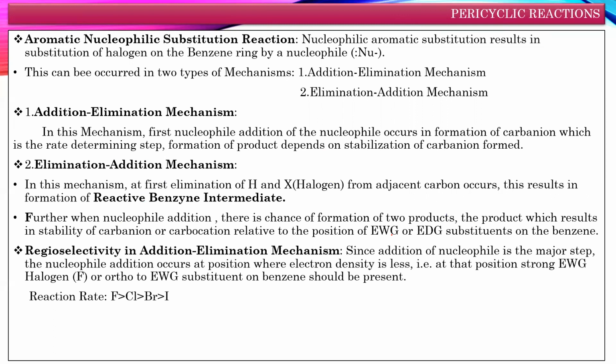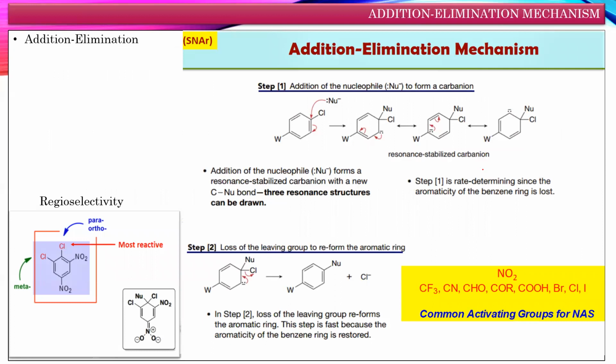First, in the addition-elimination mechanism, the nucleophile is added first. It forms a carbanion, which is the rate-determining step. Formation of the product depends on stabilization of the carbanion. In the elimination-addition mechanism, first the elimination of hydrogen and halogen from the adjacent carbons occurs. This results in formation of a reactive benzyne. I will go on to show it.